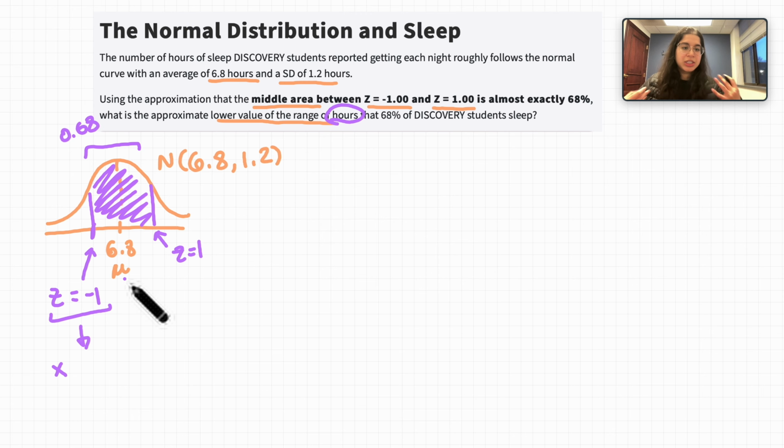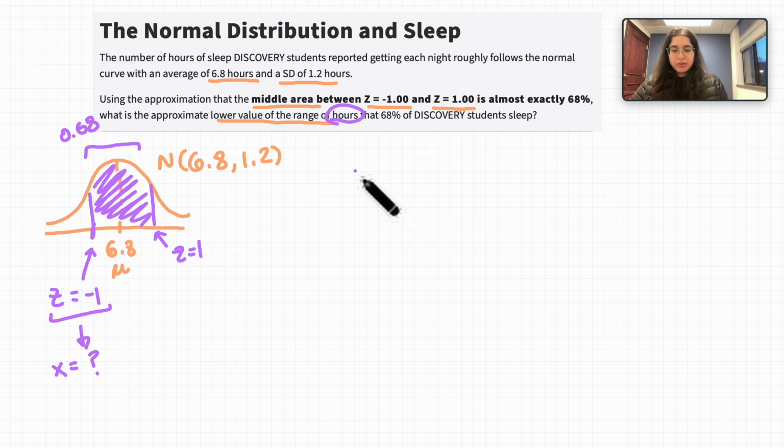Z-scores are standardized values. Z-scores are standardized to help us understand the data better and compare different data sets with different averages and standard deviations, and they help us perform tests and normal distribution and other statistical analysis on that data set. So we have a standardized score. The question is asking us to convert that score back to the original value, which represents the number of hours that Discovery students sleep. So here we are trying to find the x.